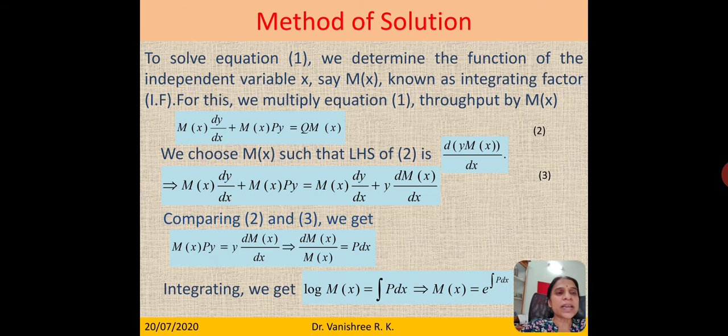So you see, throughout this, what we have done is we are trying to find our m of x in such a way that if you multiply the given equation by m of x, the LHS, that is dy by dx plus py of the given equation, will turn out to be in the form d by dx of y into m of x. So when you get that, it is easy to integrate.